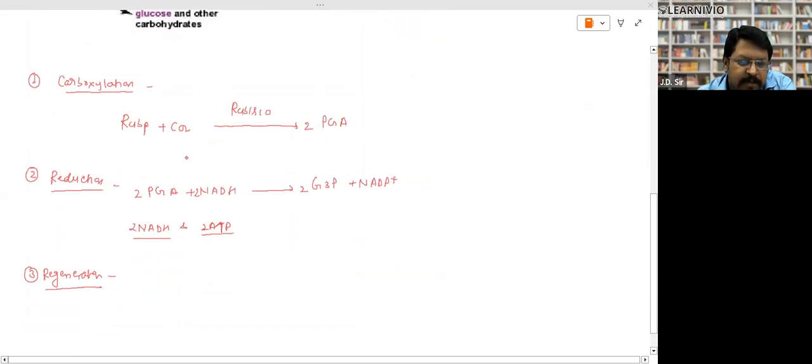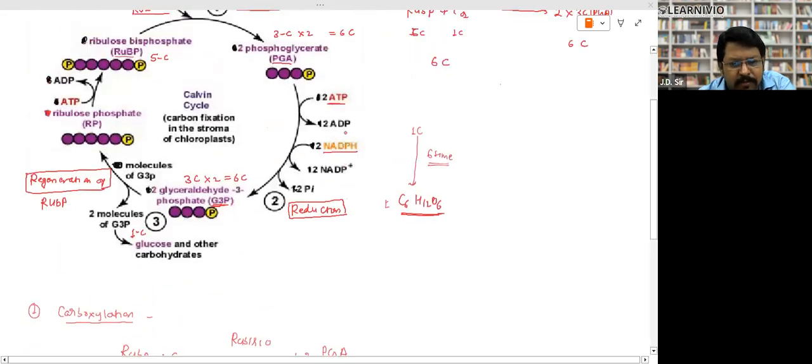Again, I have explained the same thing in the form of regeneration. This one, carboxylation: RuBP plus CO2 means formation of 3-PGA. Reduction: 3-PGA plus NADPH, formation of G3P and NADP. Same thing, whatever we explained over here.